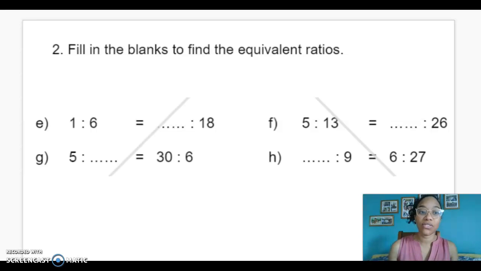In H, I also see that a term from the first ratio is missing. So I'm going to look for a way to work backwards. I have blank is to 6 as 9 is to 27. So I'm going to go from 27 to 9 with division. I'm going backwards here because I have a missing term in the first ratio. Look for division and multiplication patterns to find those missing terms in equivalent ratios.